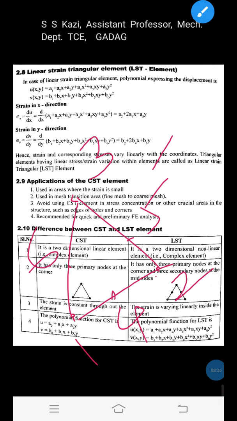For the 6-noded triangular element, if you write the polynomial function, u of xy is given by a1 plus a2x plus a3y plus a4x square plus a5xy plus a6y square, where a1 to a6 are the generalized coordinates in x direction, and v of xy in y direction is given by b1 plus b2x plus b3y plus b4x square plus b5xy plus b6y square, where b1 to b6 are the generalized coordinates in y direction.